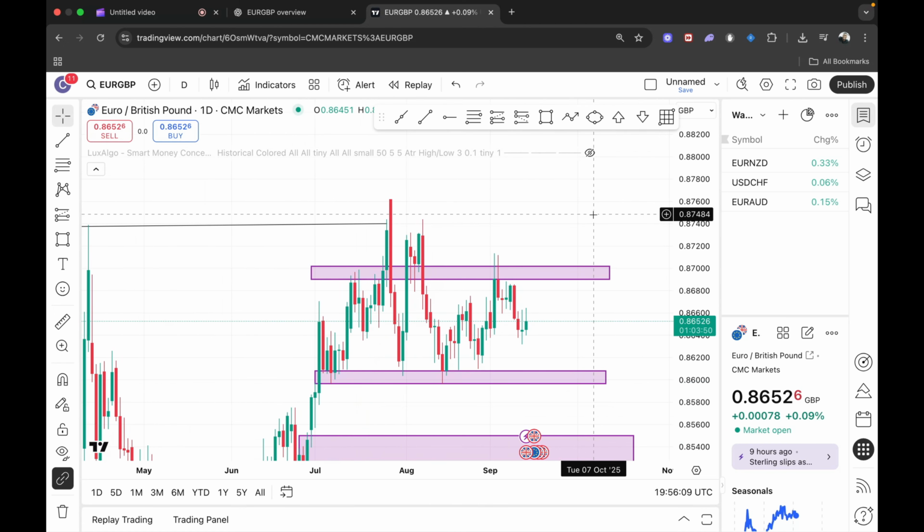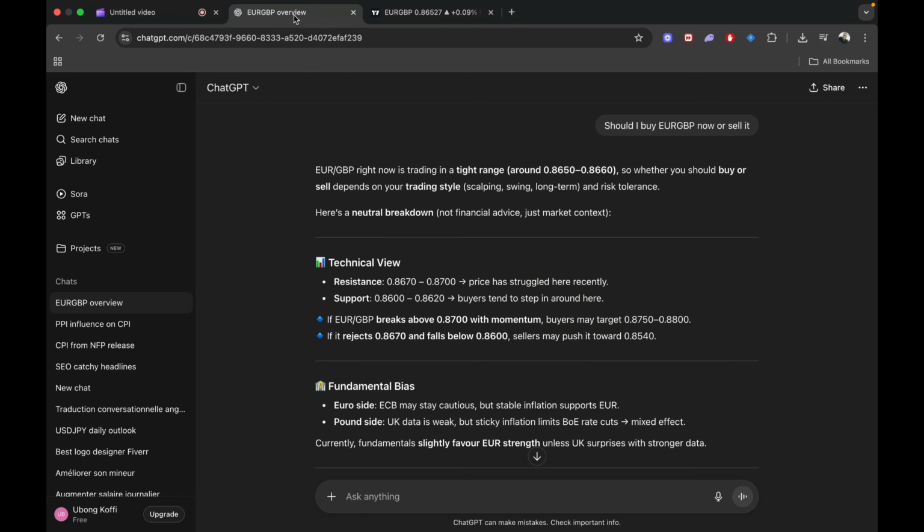So just to confirm that we are on the right track, we just go to ChatGPT, chatgpt.com. We're all familiar with this website, so you can see what I asked ChatGPT. Should I buy Euro GBP now or sell it? So you can use ChatGPT as your personal consultant. Anytime you're trading the market, any questions you have, whatever you want to do, just ask ChatGPT.